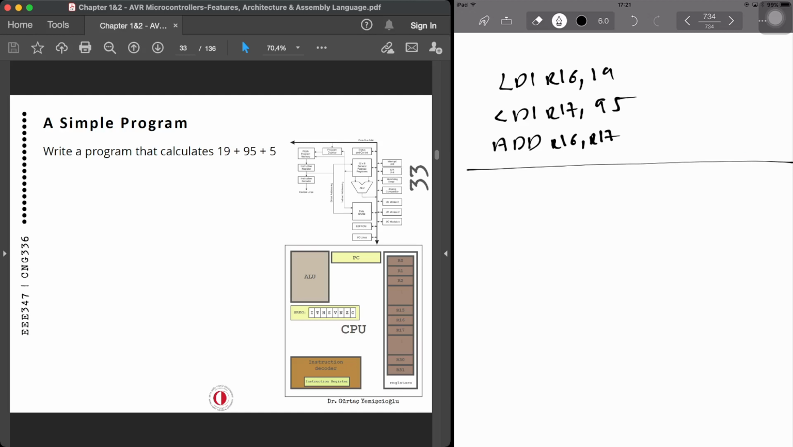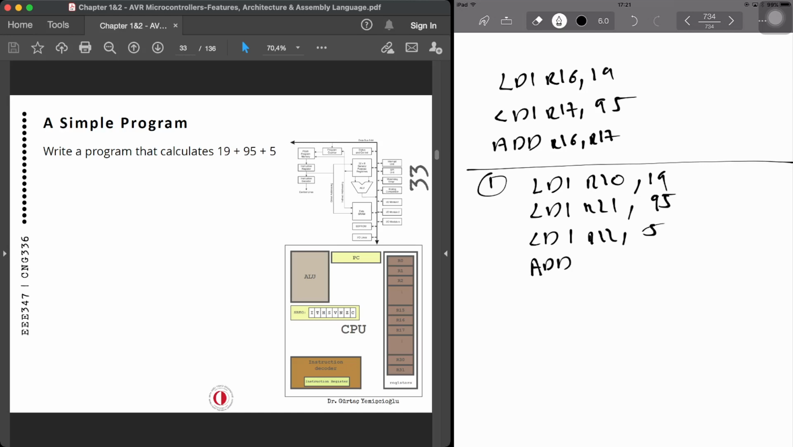How about 19 plus 95 plus 5? Now, there are two ways of doing this, actually. It's not actually two ways, but there is an efficient way and an inefficient way of doing this. So method one is, I can say LDI R20, 19. LDI R21, 95. LDI R22, 5. I define all the constants, and then I do add R20, R21, and then I do add R20, R22. I store everything in R20. Okay, this is one way of doing this.